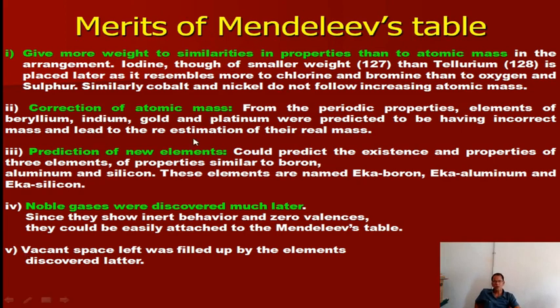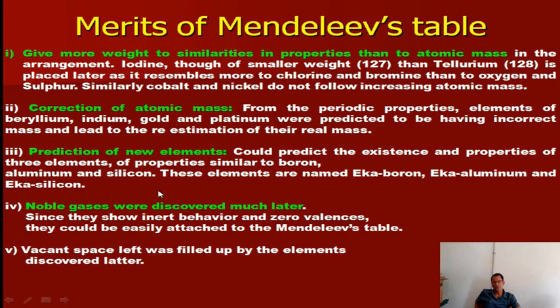Then correction of atomic mass. That means during his arrangement, he also corrected the atomic weight of some elements. Elements like beryllium, indium, gold, platinum were predicted to be having incorrect mass. Then he stated that he corrected some atomic weights of elements.